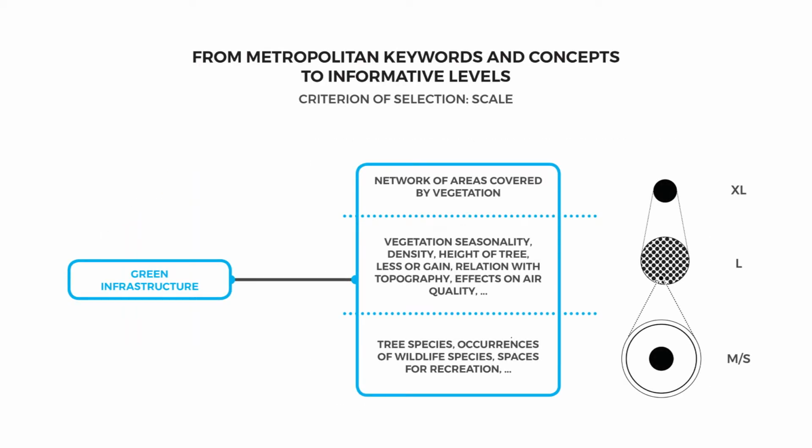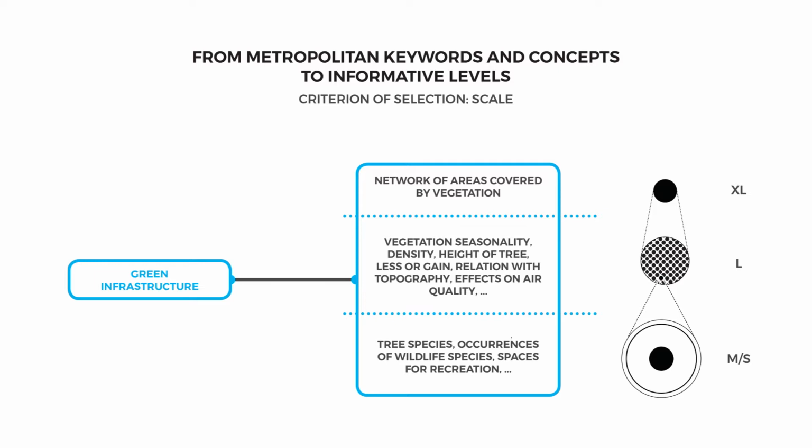Scale is one of the most important criteria when choosing a spatial resource connected to informative level in a zone of reading. The same informative level refers to various resources depending on the scale of representation. For example, at the extra-large scale, green infrastructure is a network of areas covered by vegetation.